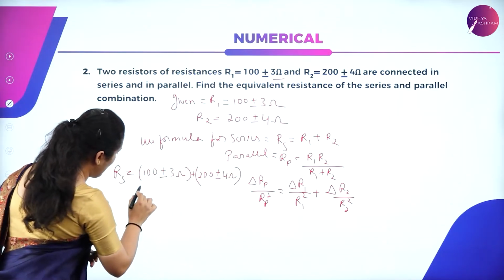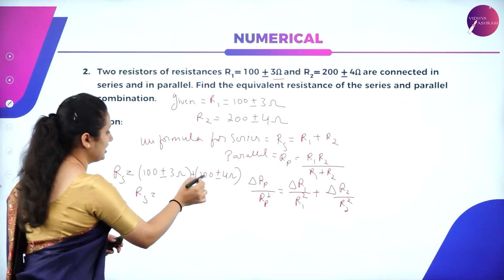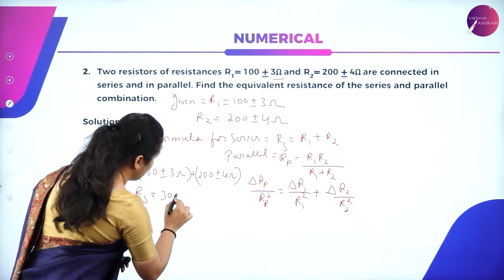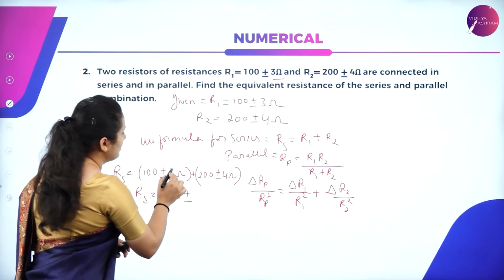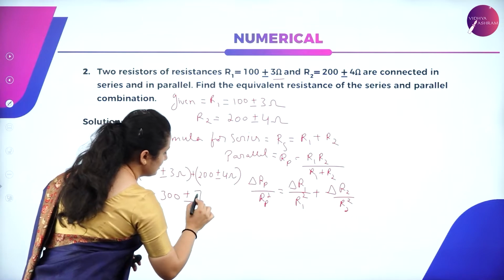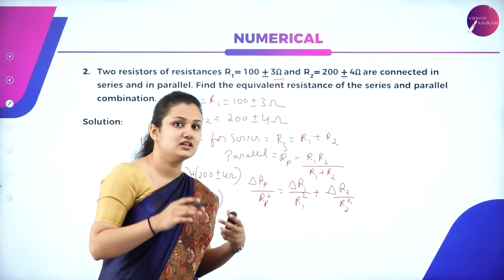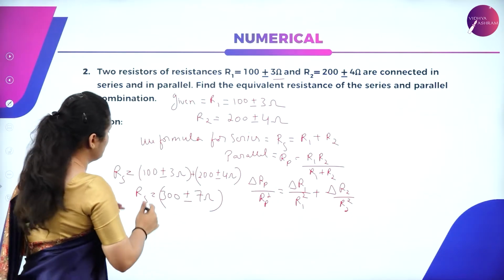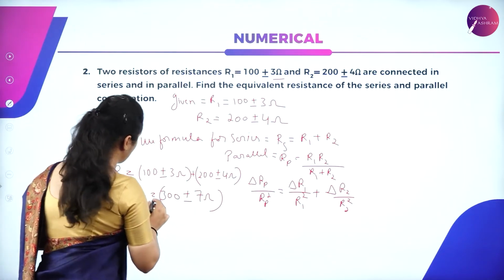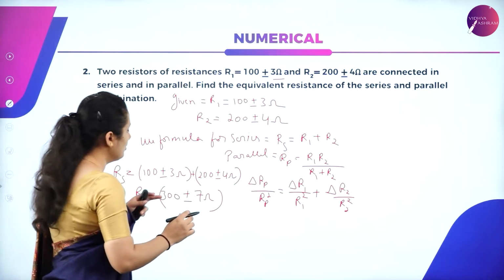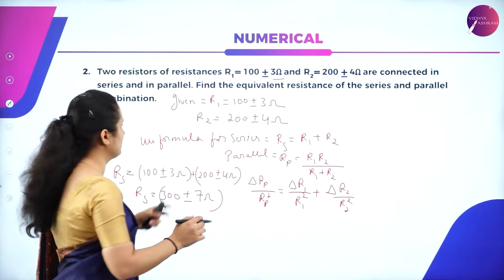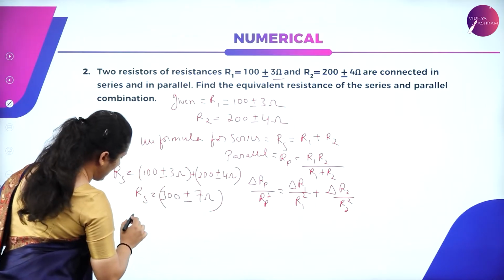So what will be your Rs? It will be 100 plus 200. It is 300 plus or minus 4, 4 plus 3 is here. It gives you 7 ohm. This is resistance in series. Equivalent resistance in series combination, Rs. Now what will you do to find out parallel? Rp. It is represented by Rp.